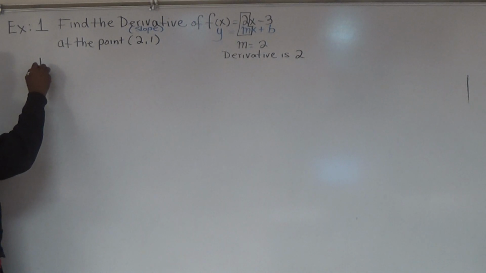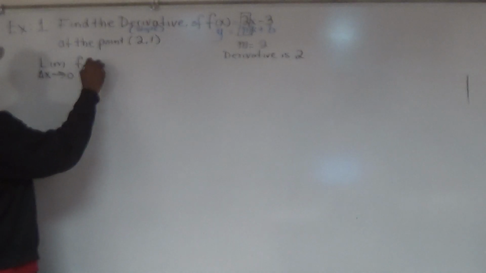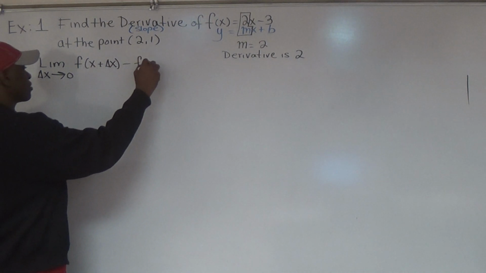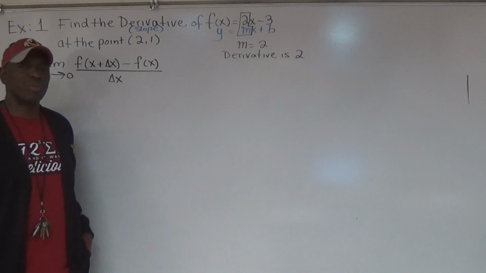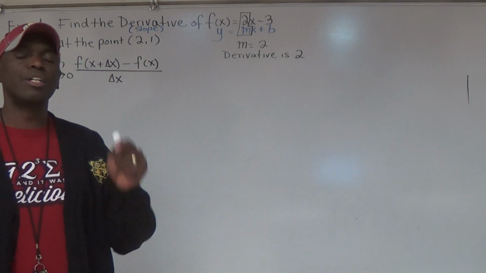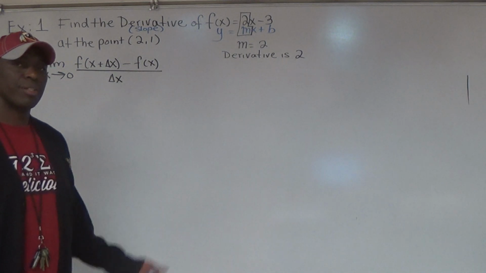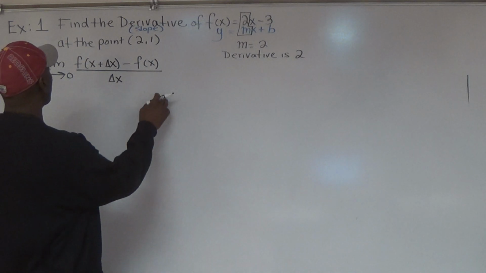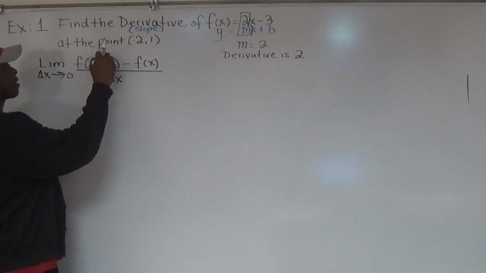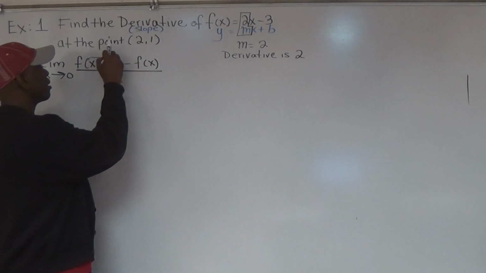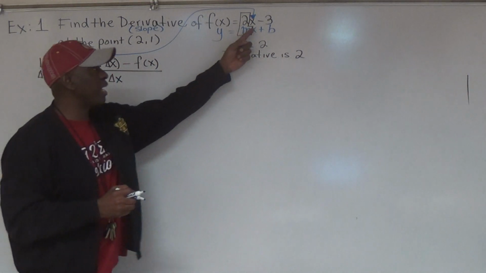The limit as delta x gets very small of f of x plus delta x minus f of x, all divided by delta x. This is the formula we're going to use to find the derivative. And basically, ladies and gentlemen, all it is is the slope formula. So we're going to take this x plus delta x and substitute it in for x. Put x plus delta x in for x. Watch how we do that.